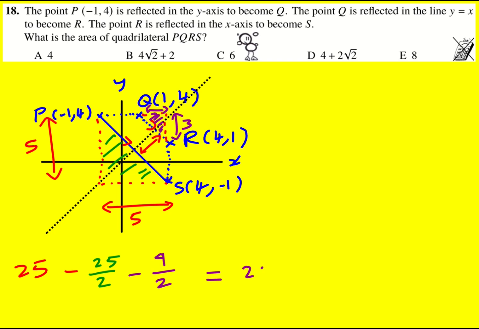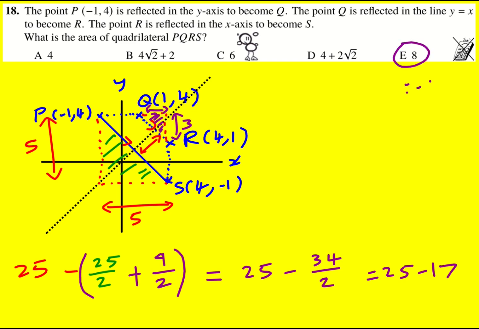All right, I can actually add these two together. So 25 plus 9 is going to be 34. So I'm going to be minusing 34 over 2. You can actually just put it in a bracket and change it to a plus, to add the two triangles together and then subtract them. That's the way to think about it. So that's going to give 25 minus 17, an answer of 8. Great.